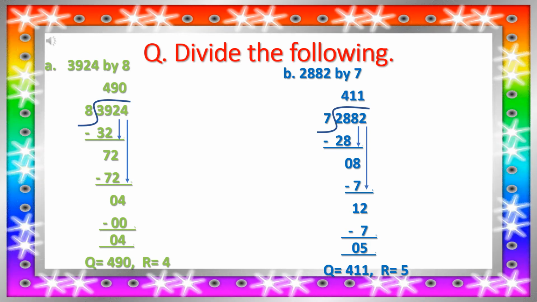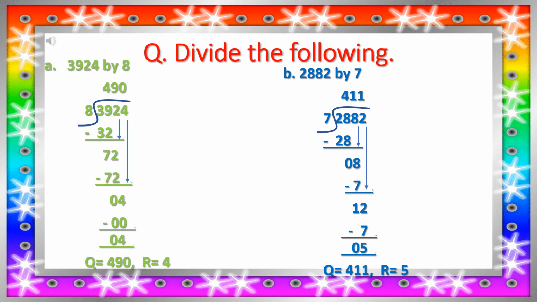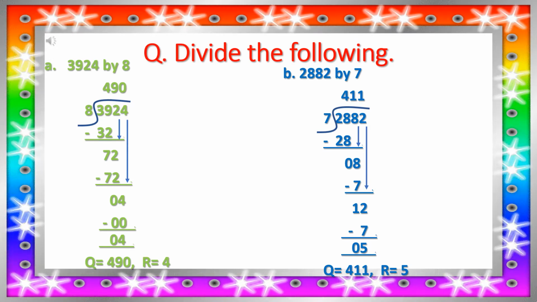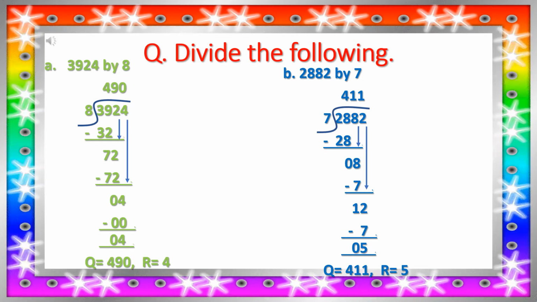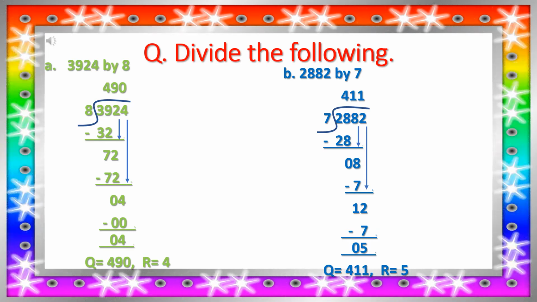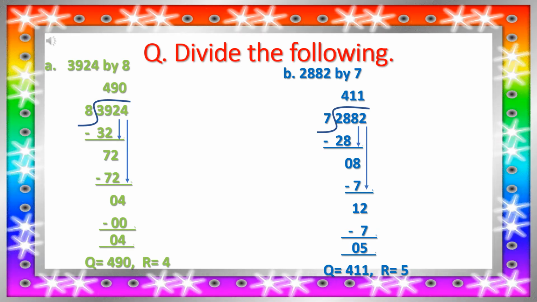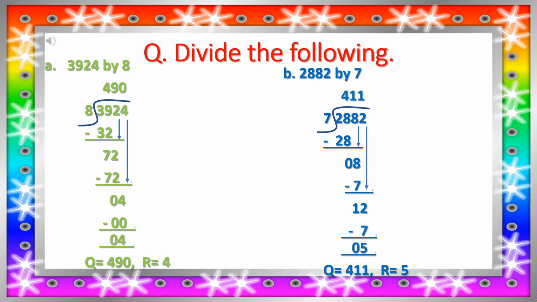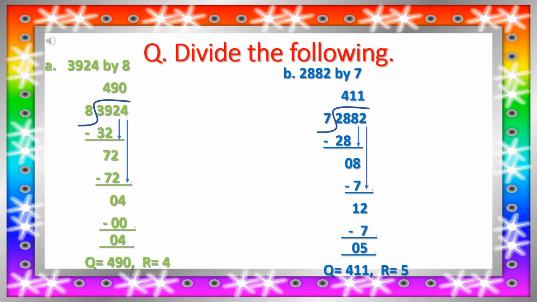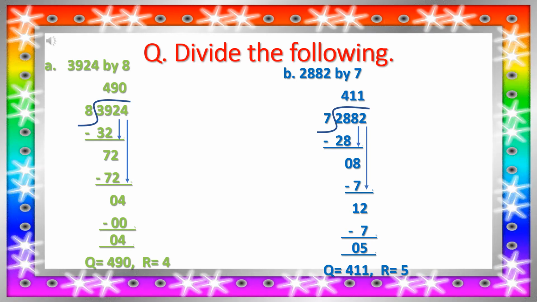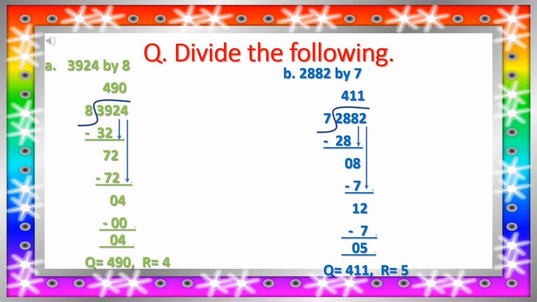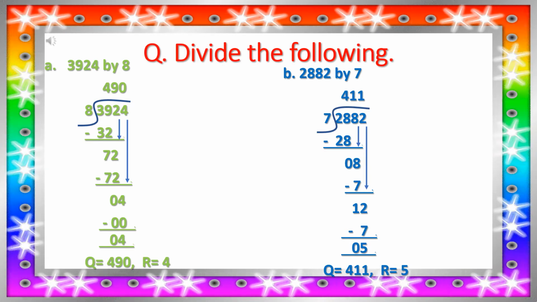But 3 is not divisible by 8. 3 smaller number है, 8 bigger number है और big number से small number को हम divide नहीं कर सकते. So we will take 39 together. We will treat 39 as 39 hundreds. So we will now divide 39 by 8. Now 8 fours are 32, 8 fives are 40. Now 40 is bigger than 39, so we will take 32.